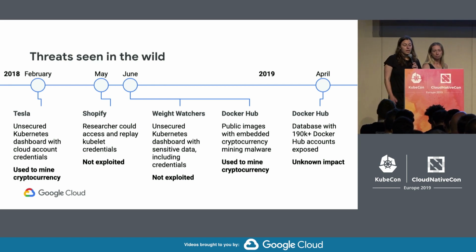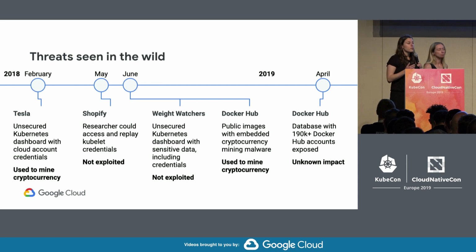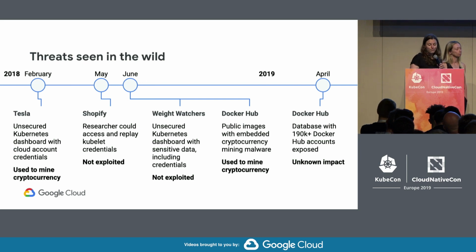More recently, in late April 2019, Docker Hub announced that attackers had accessed a Docker Hub database which held user data, including Docker Hub usernames, hash passwords, and GitHub and Bitbucket tokens used for auto-building Docker container images. Now, this affected more than 190,000 accounts, but an unknown number of images. And if any of the images were affected, how many times those were pulled.